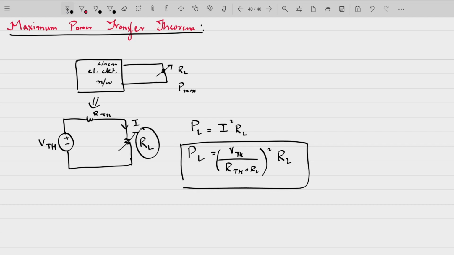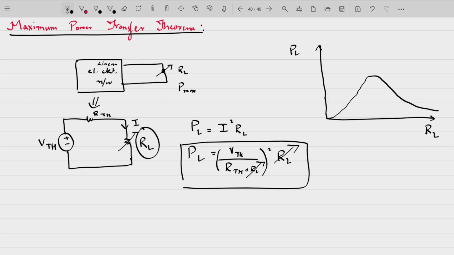So if we plot this equation, the only variable term is the load resistance RL. VTH and RTH are constant terms. The only thing that is variable on the right hand side is the load resistance RL. So if we plot the power versus RL, we can change the load resistance. And if we change the load resistance, say for example from 0 to some value, you will see the curve will be like this. Okay. So there will be a point where maximum power is being delivered to the load.